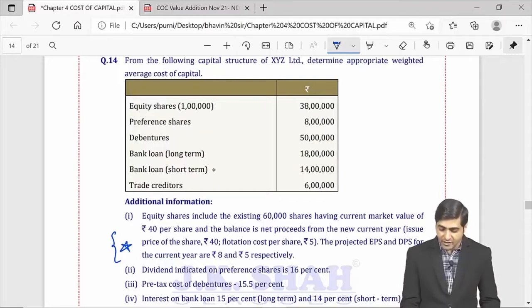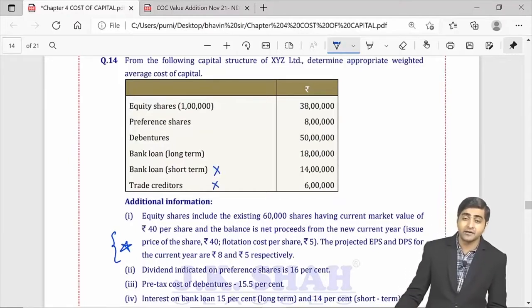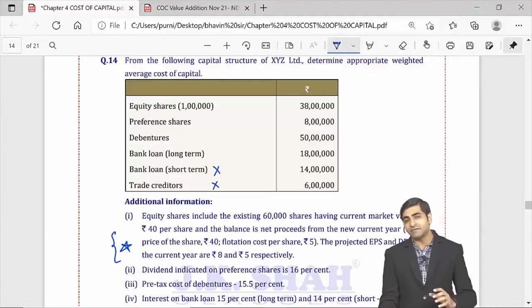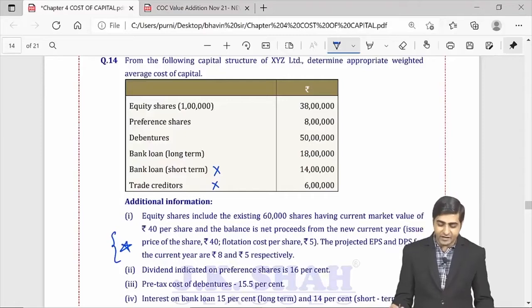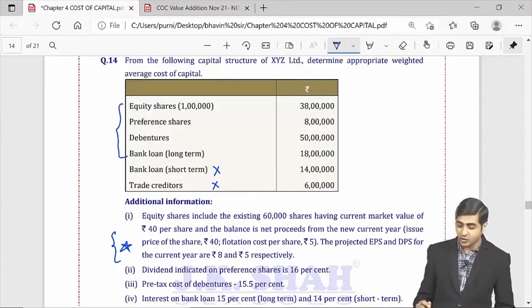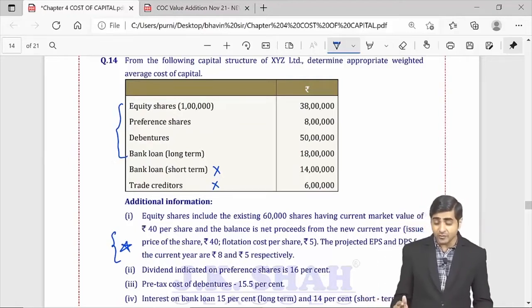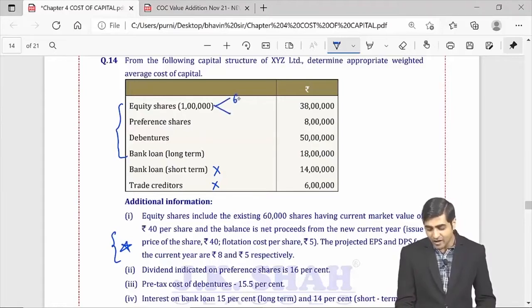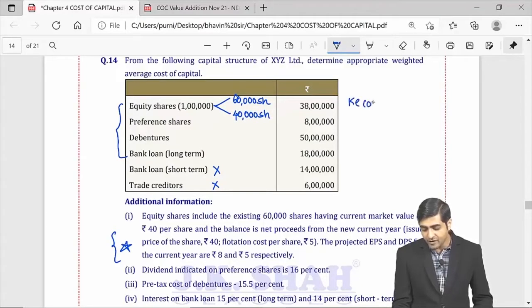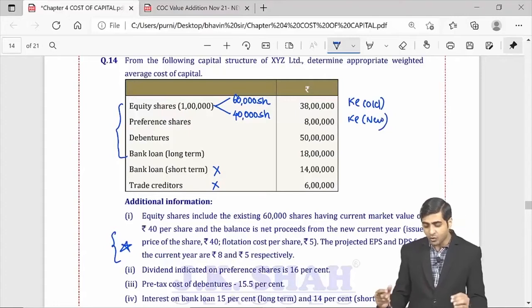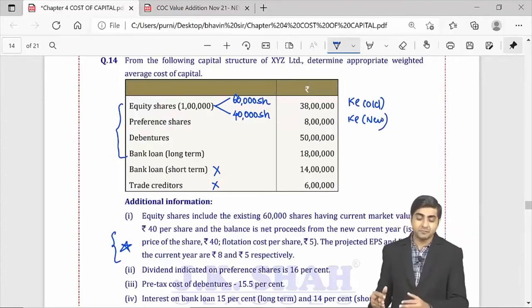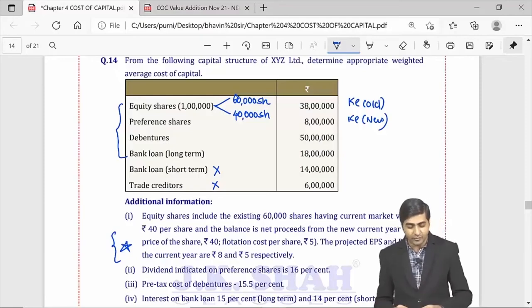So in this particular question, your bank loan short term and your trade creditors will not be forming part of your weighted average cost of capital. Okay, but yes, definitely from equity share capital to your bank loans long term, this will be forming part of your weighted average cost of capital. And also, my dear students, while calculating your KE, you have to be careful that these are 60,000 shares and these are your 40,000 shares. So here we have KE old also, and we will be having your KE new also. So guys, both will have different components of growth and both are going to have different market price and net proceeds on the basis of which your KE old and KE new will be calculated.